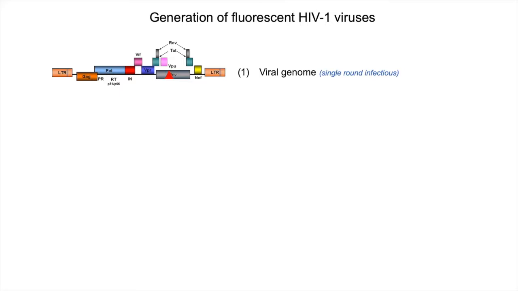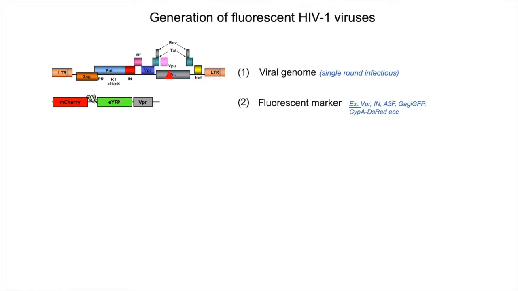They cannot make infectious virus per se. And then you can combine them with your fluorescent label, a second plasmid. A fluorescent marker can be any of these things: VPR, integrase, A3F, GAG, GFP, CPDS. You can put those plasmids along with a third plasmid that encodes for an envelope protein. Envelope is required for virus to be able to enter your target cells.